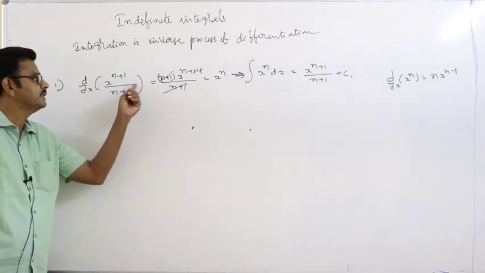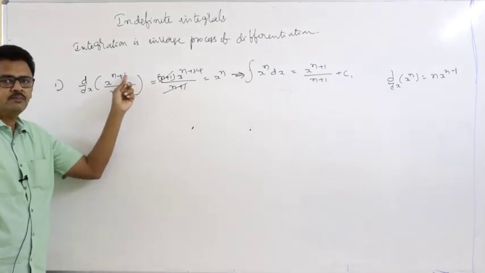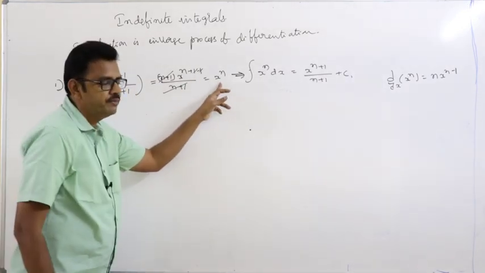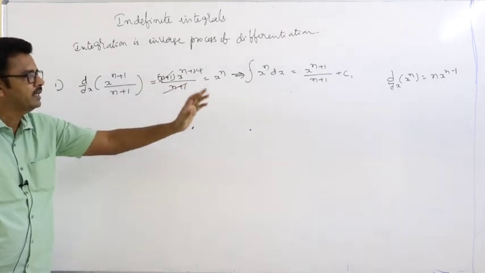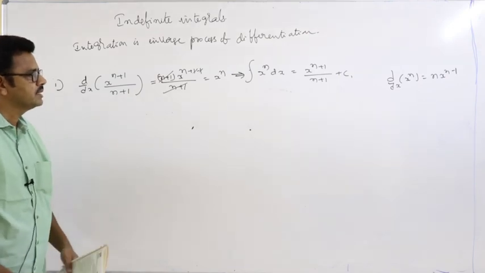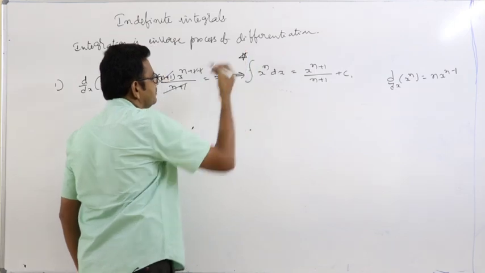Suppose if we write x power n plus 1 by n plus 1 plus c, even then the derivative is x to the power of n, because derivative of constant is 0. So c should be added after integration for each and every one, where c is constant of integration. So these are the fundamental formulas.